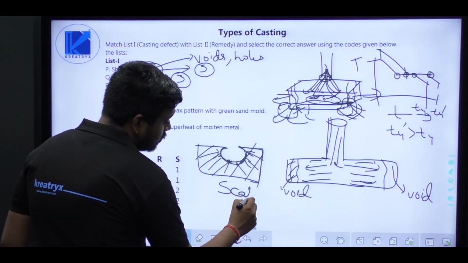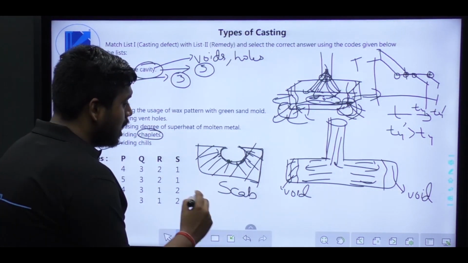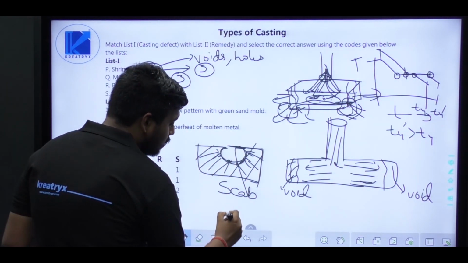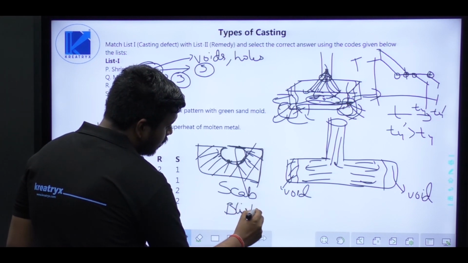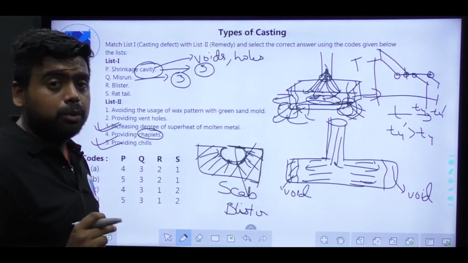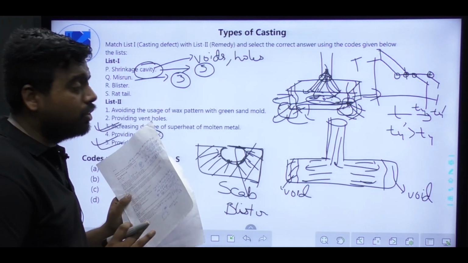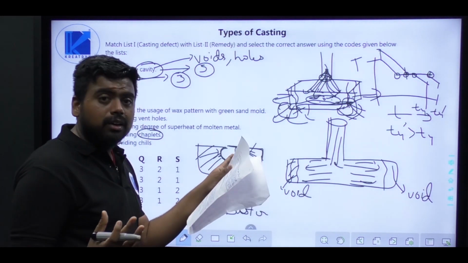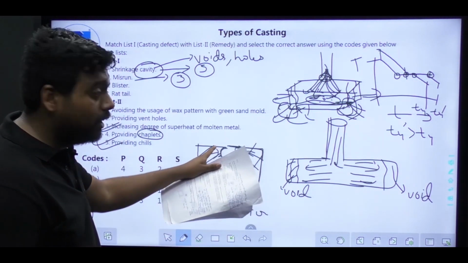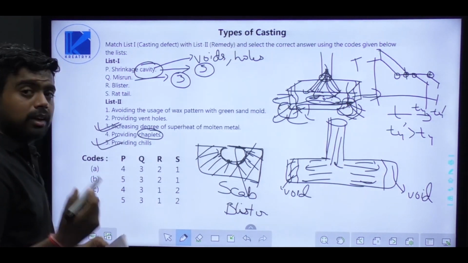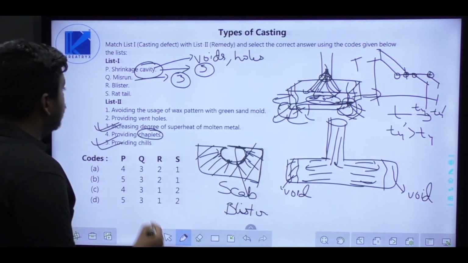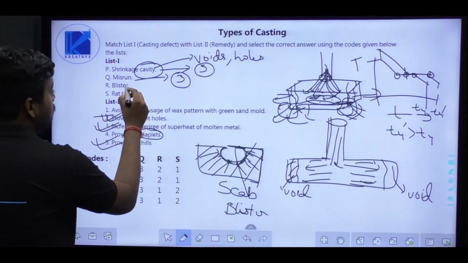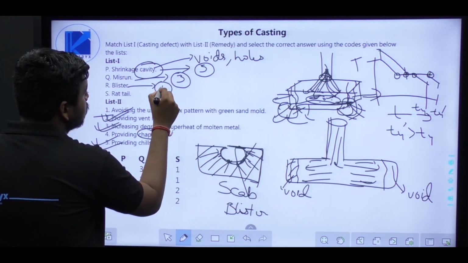When this scab is covered by a very thin strip of metal on the top, it is termed as blister. As I have already told you, due to improper arrangement of vent holes, the air escaping through the molding sand tries to penetrate through the top surface of the casting, and it creates a hole there. So if you look at the options now, option 2, that is providing vent holes. So for blister, option 2.